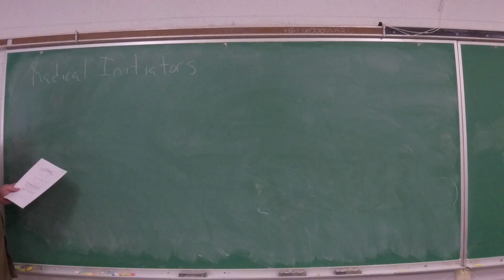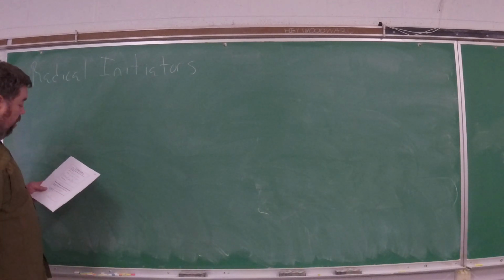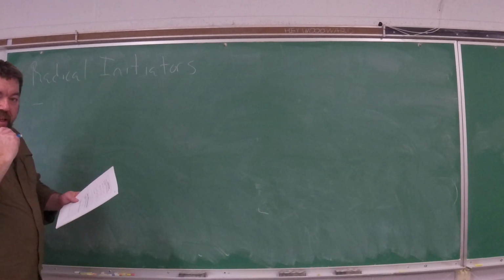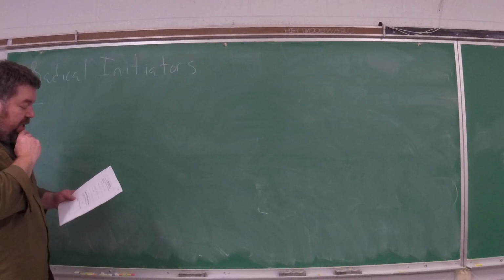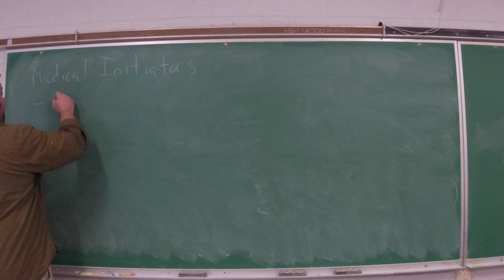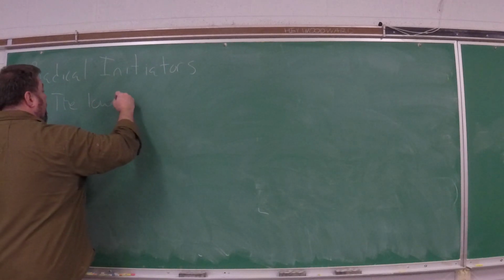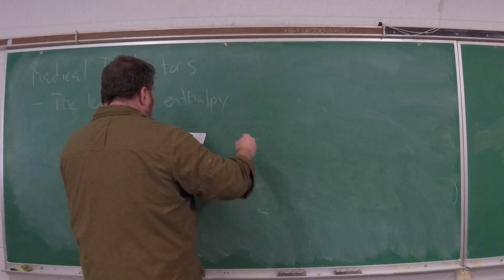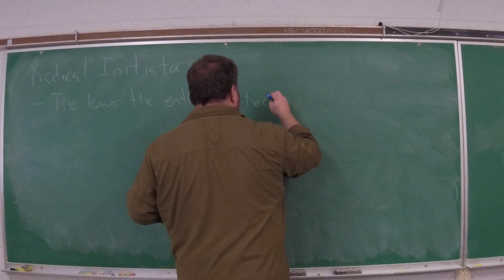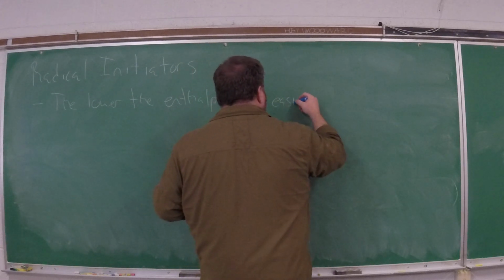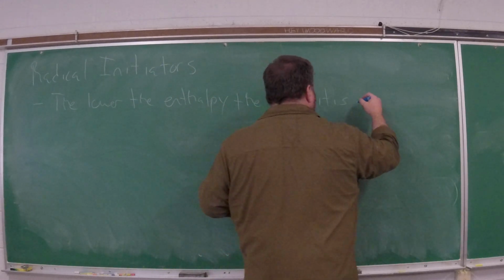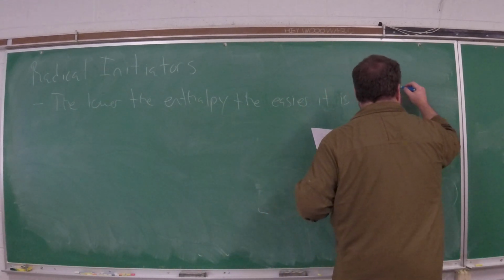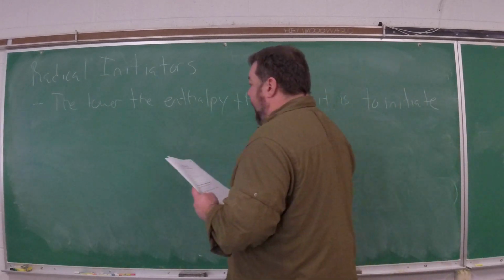Okay, again, an initiator starts a free radical chain reaction. Now, basically, we'll look at a couple examples here. But the lower the enthalpy we have to break a bond, the easier it is to initiate the radical reaction, okay? The lower the enthalpy, the easier to initiate the radical reaction.